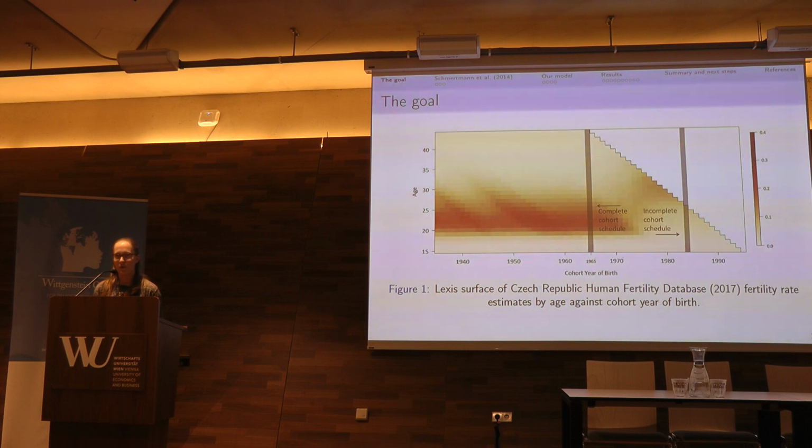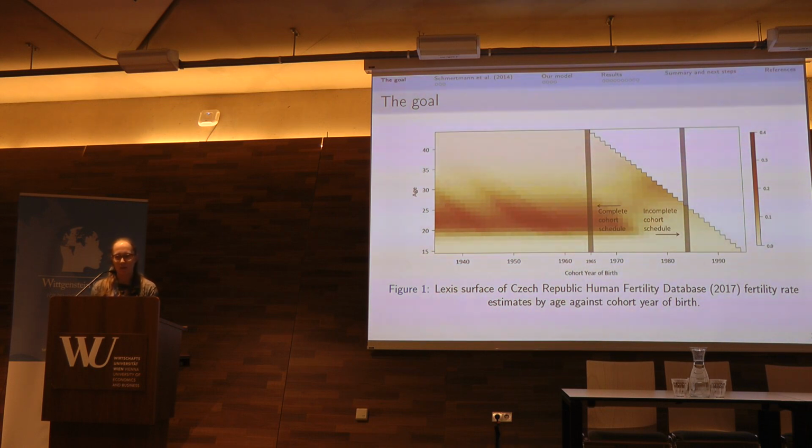So firstly, the goal. Here we have what's called a Lexis surface, and this one's for the Czech Republic. So it's essentially a heat map of fertility rates with age on the vertical axis and cohort year of birth on the horizontal axis. And the darker the colour is, the higher the rate. And the rate itself is the expected number of children born to a woman of that age in that cohort.